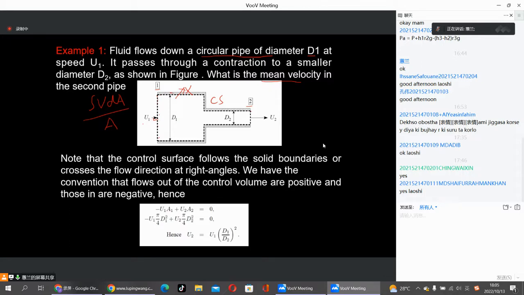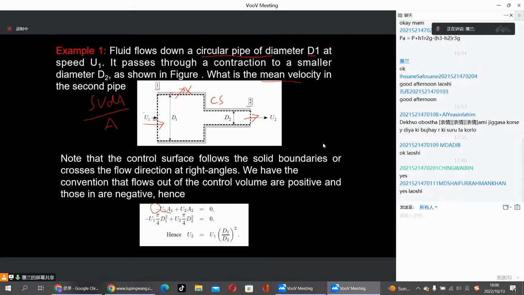So we know how much goes inside the control volume through section 1 is equal to how much goes out of the control volume through section 2, right? And the volume flow rate through section 1 will equal minus U1 times A1. Why do we get a minus here? This minus is because it goes inside. Going inside will be negative.